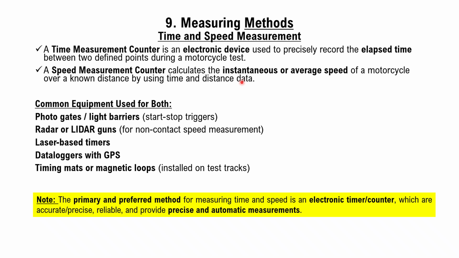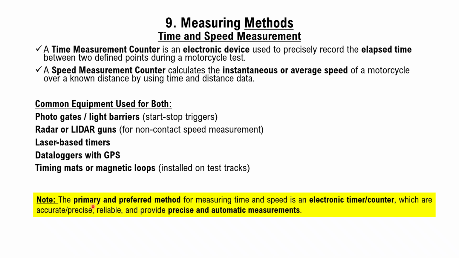We have already mentioned the time measuring devices. However, we can use highly precise devices and other common equipment used for both purposes, that is, for time measurement and speed measuring, such as photo gates, light barriers, start and stop triggers, radar guns, laser beam timers, data loggers with GPS, timing mats, or magnetic loops.